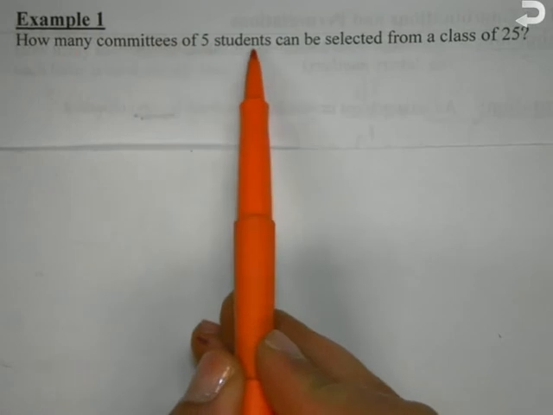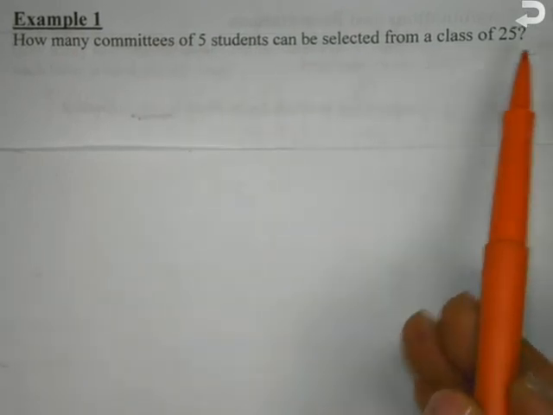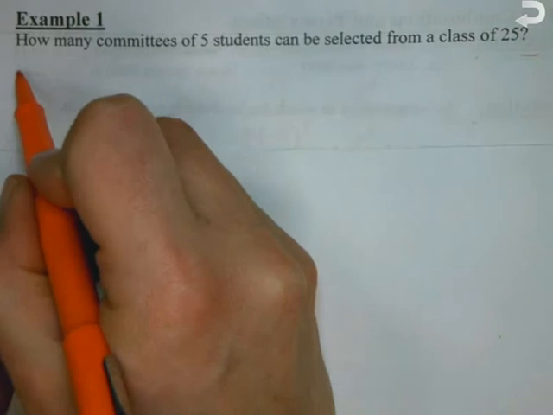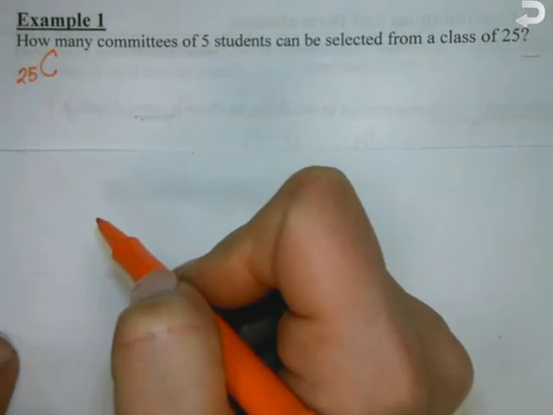Does the order matter here? No, it just matters whether or not you're on the committee. So is this a combination or a permutation? Combination. Good. So how many students do we have to choose from? 25. So that's a combination of 25 choices, and we want to pick 5. So let's plug it in.